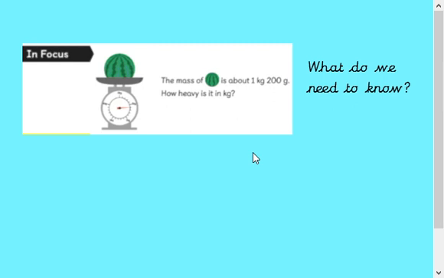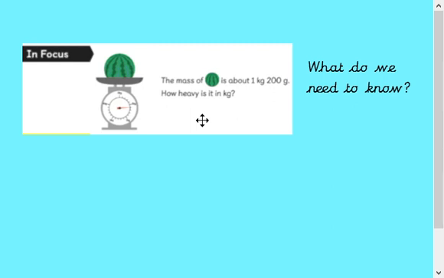Okay, our in focus task is showing you a set of scales and a watermelon on the top. It looks like a bit of a hat, doesn't it? But it's not. It's a watermelon and it's on top of the set of scales. The mass of the watermelon is around about 1 kilogram, 200 grams.